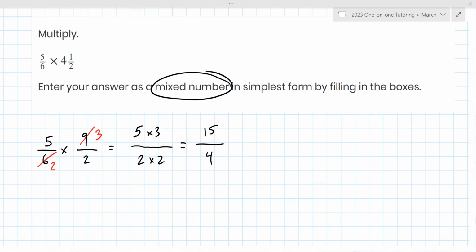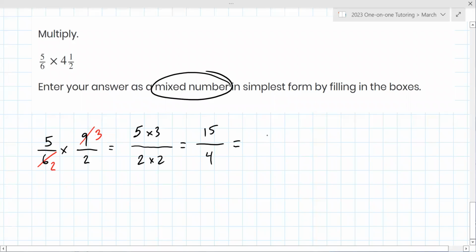I got my final answer. Okay, what's your whole number? 3. Okay, and the numerator, did you get 3 and 4? Yes. Very good.